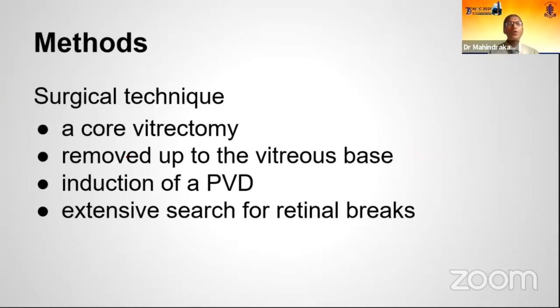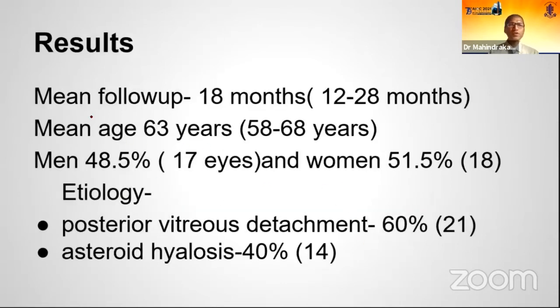Patients were excluded if they had any other underlying abnormalities like epiretinal membrane, VMT, RD, vitreous hemorrhage, or inflammation. Core vitrectomy was performed. Here we had induced PVD, and an extensive search for retinal breaks was done. So 18 months of follow-up was done. Mean age was 63. Male to female ratio was almost the same.